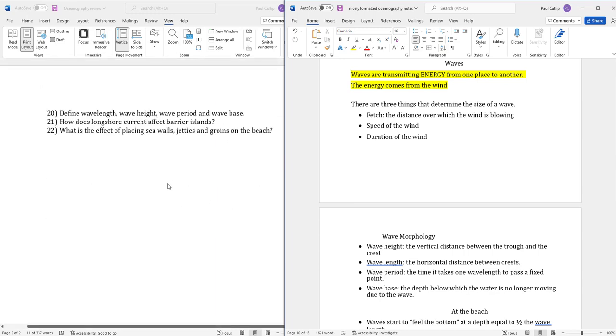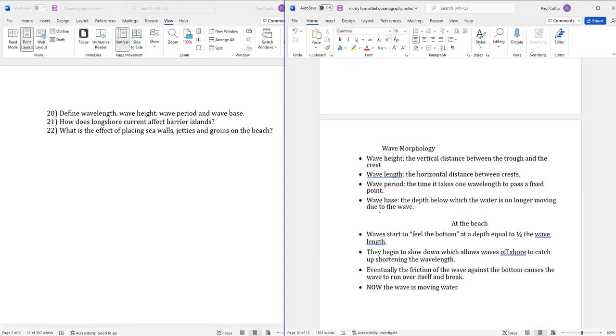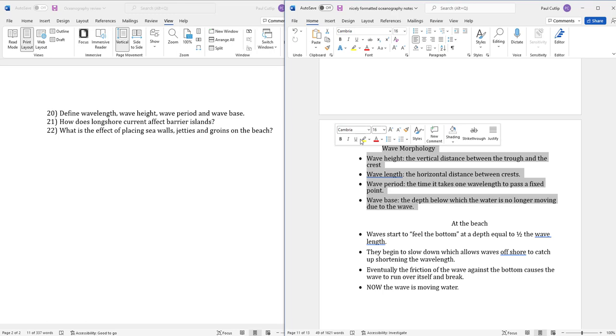Let me see. Define wavelength, wave height, wave period, and wave base. So here it is, right here under wave morphology. There we go. So wave height is the vertical distance from the trough to the crest, right? Wavelength is the horizontal distance between two crests, right? Wave period is the time it takes for one wavelength to pass you, and wave base is the depth below which the water is no longer moving due to the wave.